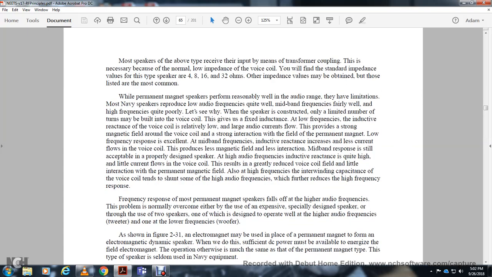The permanent magnet speaker performs reasonably well within the audio range. It is limited, however. Most speakers reproduce low audio frequencies quite well, mid-band frequencies fairly well, and high frequencies quite poorly.